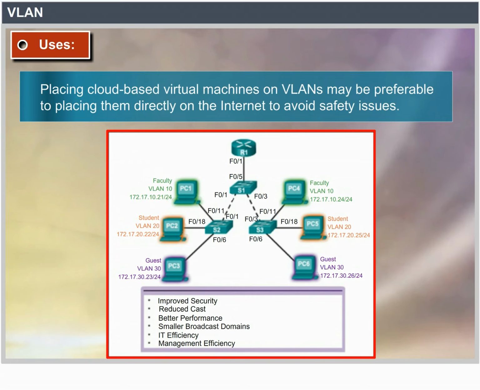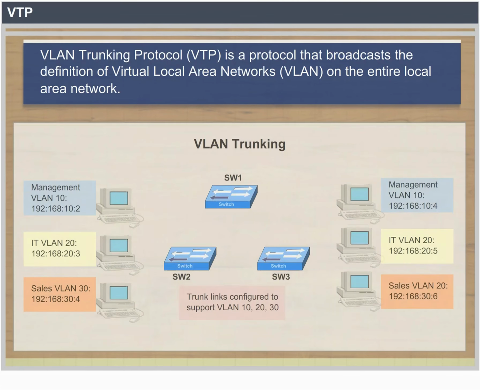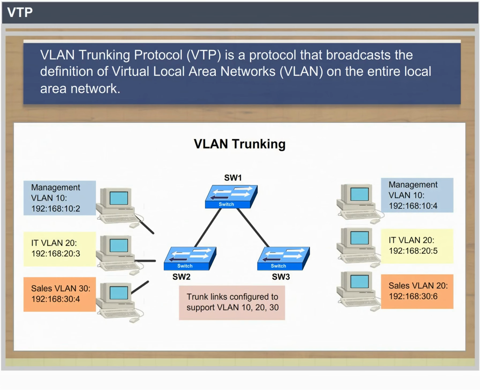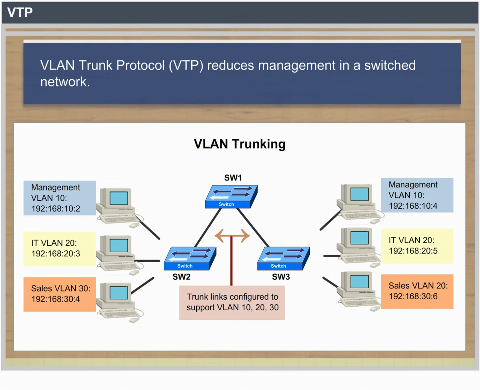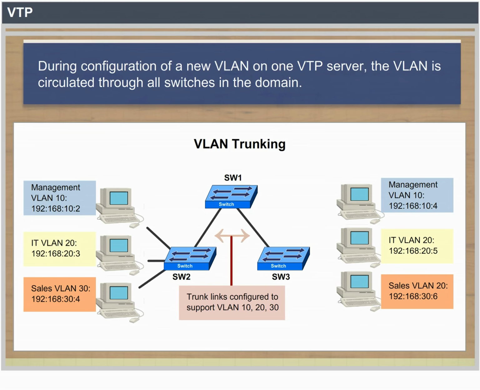VTP. VLAN Trunking Protocol or VTP is a protocol that propagates the definition of virtual local area networks or VLANs on the whole local area network. VTP carries VLAN information to all the switches in a VTP domain. VLAN Trunking Protocol or VTP reduces administration in a switched network. During configuration of a new VLAN on one VTP server, the VLAN is distributed through all switches in the domain. This reduces the need to configure the same VLAN everywhere.